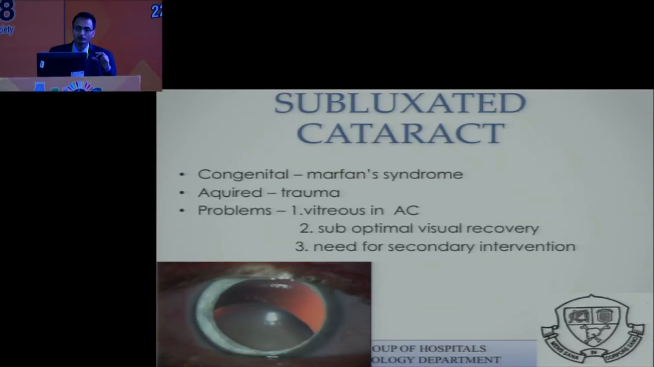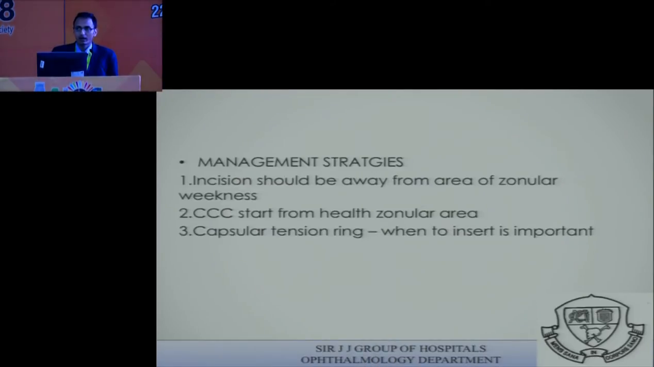Subluxated cataract, as you know, again has problems of dropping of the nucleus into the vitreous cavity, suboptimal visual recovery, and sometimes a secondary surgery for a secondary IOL. So there are again some golden rules that need to be followed: your incision should be away from the zonular weakness area, your CCC should start from the healthy zonular area and should be centered on the lens and not on the pupil, and the CTR ring needs to be used.